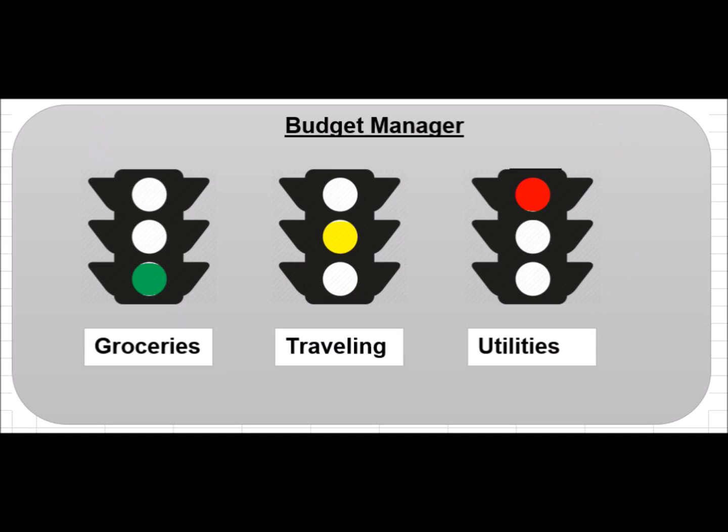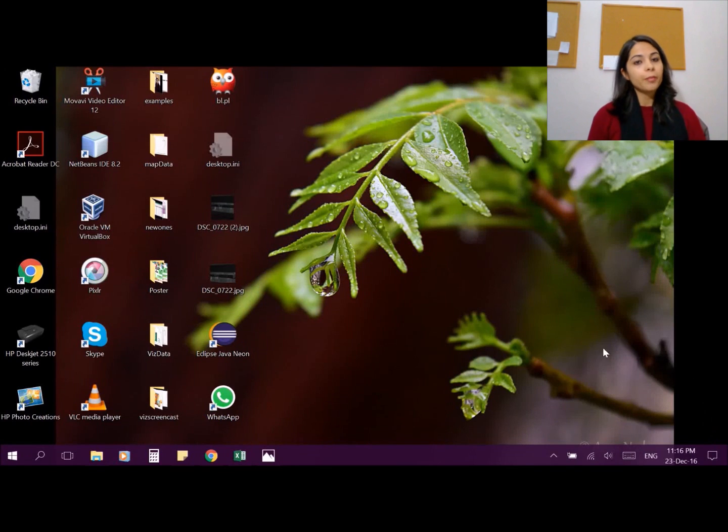In this video, I'm going to teach you how to make a small part of that dashboard using Microsoft Excel, which is a traffic light widget that will turn the red light on if you're going over budget in some category and green light if you're doing fine. So stay tuned. Okay, so let's start by getting the data.